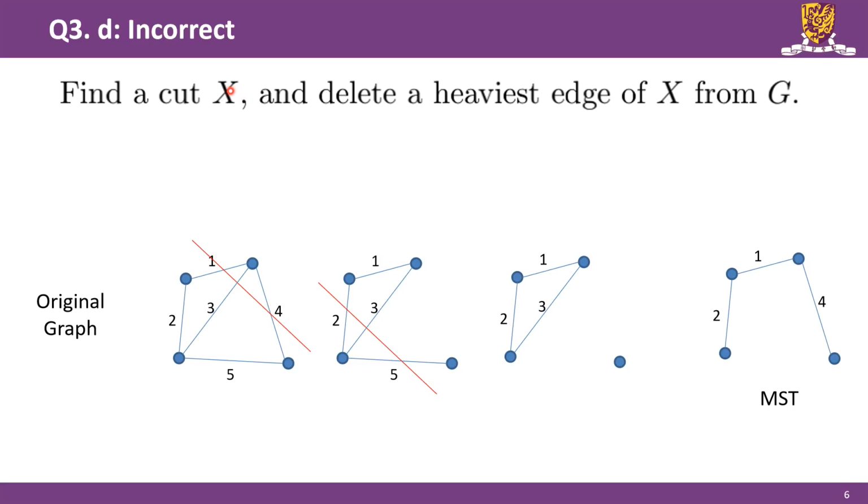Question 3D is quite simple because we will leave some vertex isolated. The algorithm is: delete the heaviest edge of X from G. So for the original graph, we first make this cut, and we delete this edge, and we make another cut. We delete this edge, and finally we will find that these vertices will be isolated.